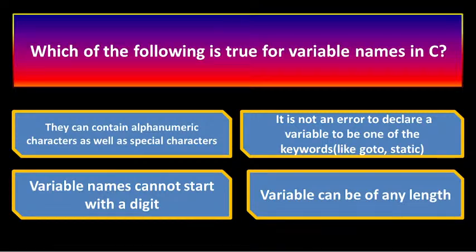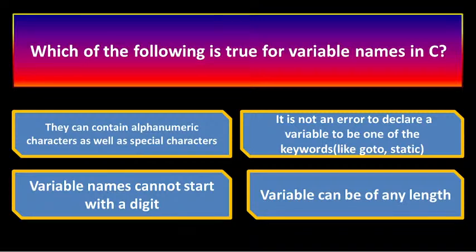The next question is: which of the following is true for variable name in C? At the time of declaring variables, in these four options, which one is correct? The first option is, they can contain alphanumeric characters as well as special characters. It is not an error to declare a variable to be one of the following keywords, like goto, static.